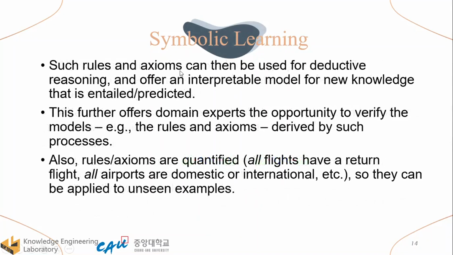Such rules and axioms can be used for deductive reasoning and offer an interpretable model for new knowledge that is predicted. This will further offer domain experts the opportunity to verify the model because the rules and axioms can be derived by such a process. Also, the rules and axioms are quantified, like as mentioned before, all flights have a return flight, or all airports are either domestic or international, so that can be applied to unseen examples.